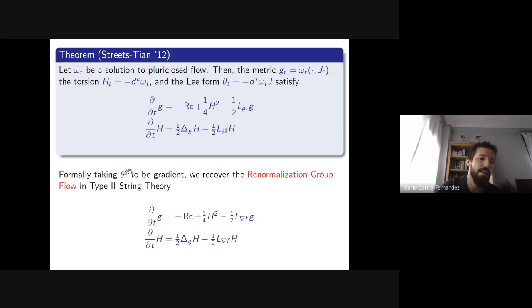So if you take these equations and formally take the dual of the Lee form to be gradient, or the Lee form to be exact, then this is this renormalization group flow in string theory or in two-dimensional sigma models. Okay, so it is only when the Lee form has a potential with respect to the exterior differential that this links with the physics. Actually, this potential, this function is the so-called dilaton functional in the physics sigma model. Okay, so we have this link with generalized Ricci flow and also with the renormalization group flow.